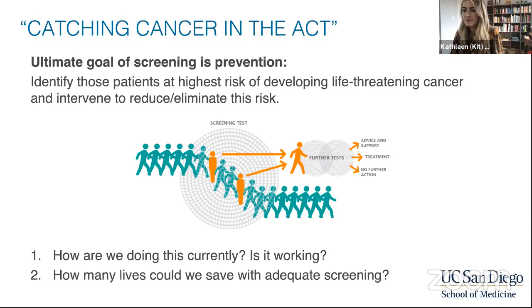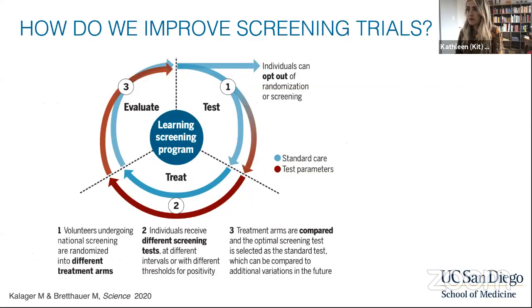And two of the questions that we'll talk about here is how are we doing this currently, and is it working very well? And also, just as a hypothetical, how many lives could we be saving if we were doing screening more adequately or better? And so one of the questions is, screening trials in general have problems to be done well. And for many cancer types, the benefits and the harms of different screening tests and the intervals at which they should be implemented are just unknown.